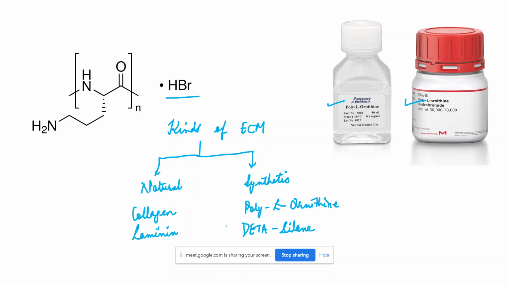So this information is purely from the lecture which has been uploaded. So natural can be collagen, laminin, even gelatin for that matter is a natural ECM. But your synthetic ECM is poly-L-ornithine, DETA silane, and also your poly-D-lysine is not particularly an ECM, it is just a synthetic compound which helps in adhesion.